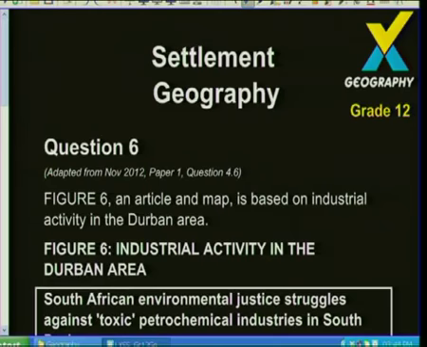Our last section for today, question 6. Figure 6, an article and a map, is based on industrial activity in the Durban area. This is why it's a good idea to have an understanding of the map of South Africa, so that you know where Durban is.